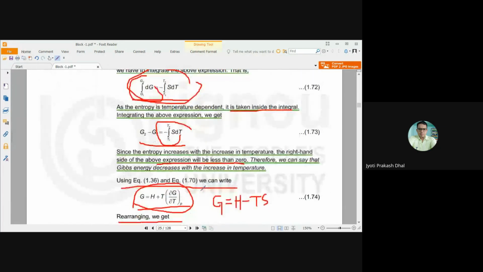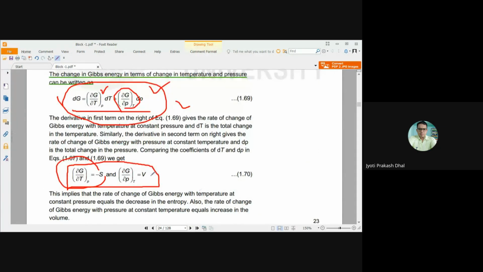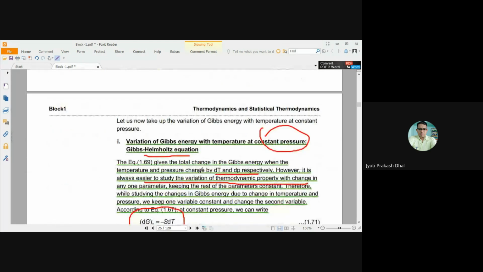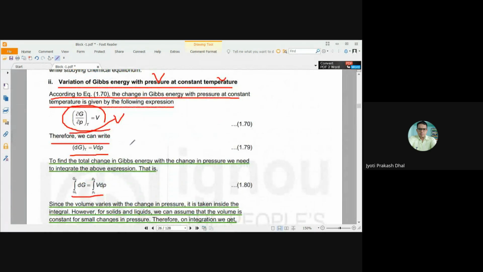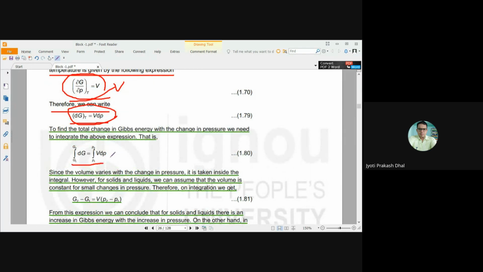This one is from equation 70, del G by del P at constant temperature equals V. Only we are taking equation 70 here. Therefore, we can write dG at constant temperature equals VdP. Now taking integration on both sides of this equation, we can write the integration of dG from G1 to G2 equals the integration of VdP from P1 to P2.